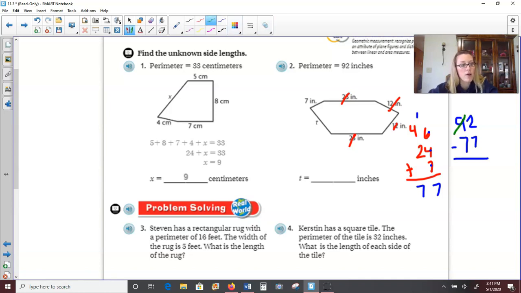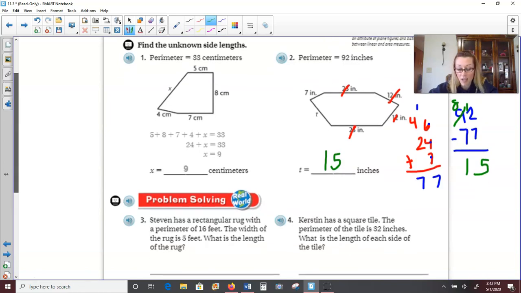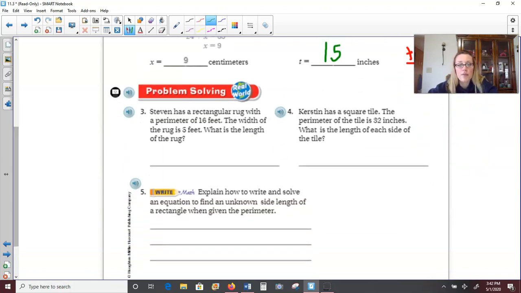All right, so we got to regroup. 9 becomes an 8. Now our 2 is a 12. 12 minus 7 is 5. And 8 minus 7 is 1. So side T must be 15. Now, normally I would say, okay, let's go back and check by adding up all of our sides. But just to keep this video on the shorter end, I'm not going to have us do that. I checked in the answer key. 15 is right.